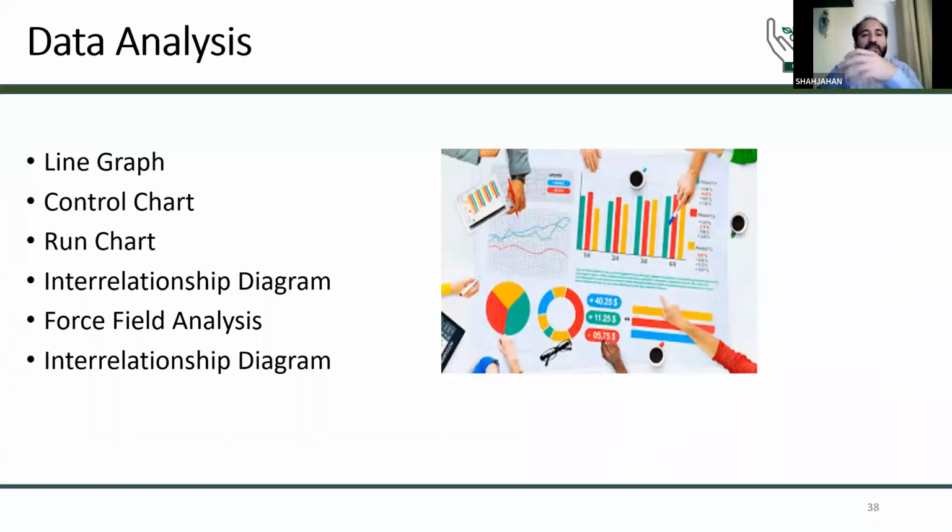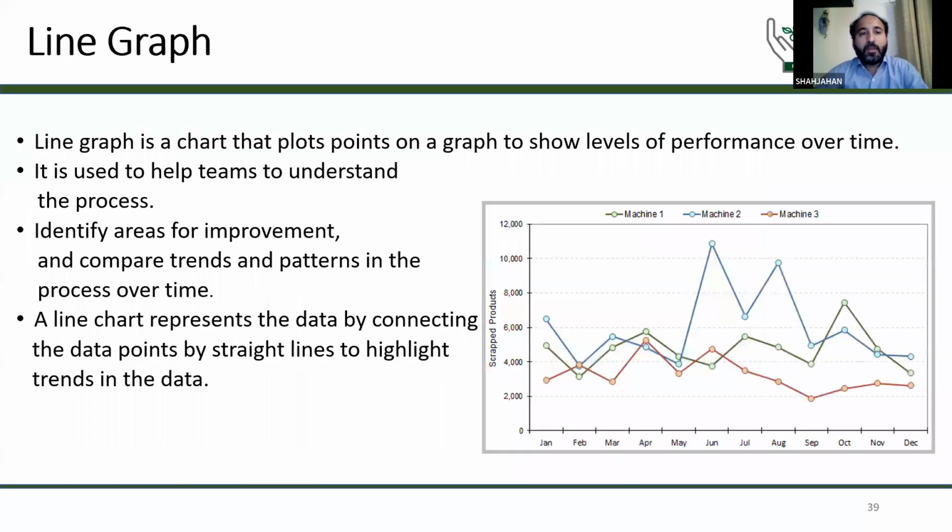Now we are going to discuss the data analysis tools that we are using for data analysis. For the data analysis, we are using the line graph, control chart, run chart, interrelationship diagram, force field analysis, and interrelationship diagram. Sorry, this is 2 times.